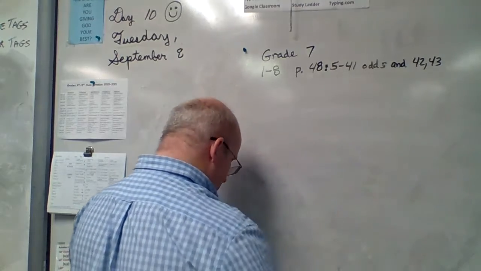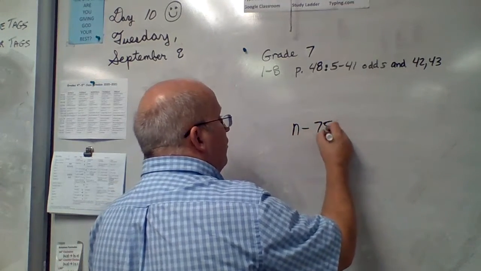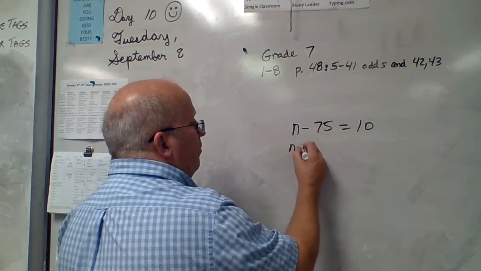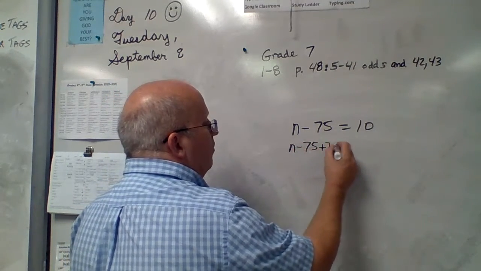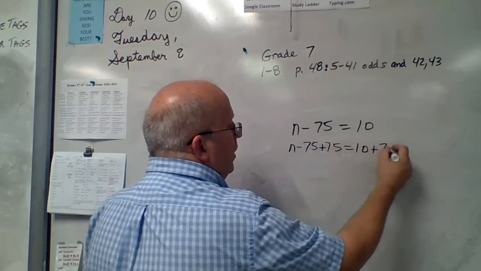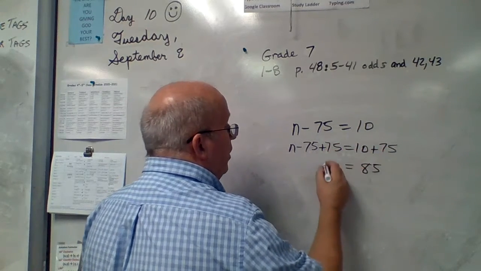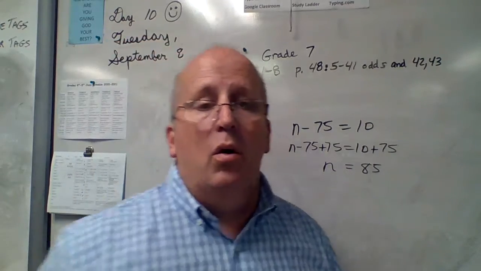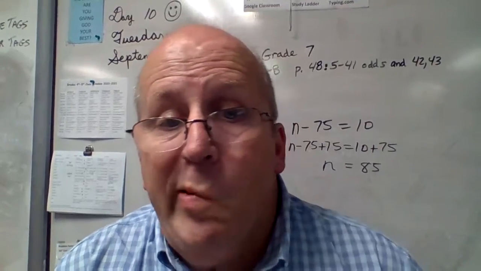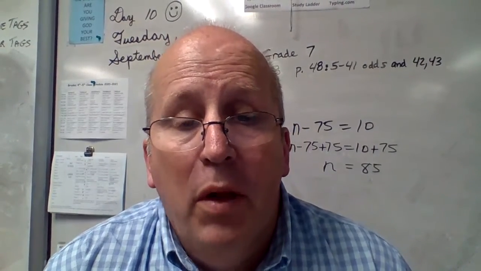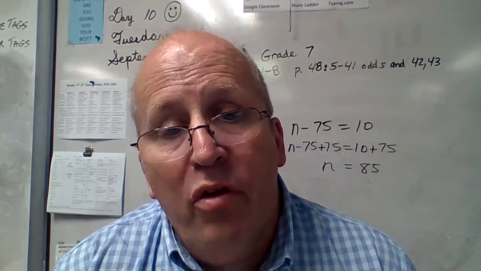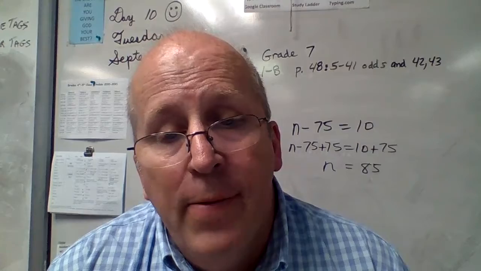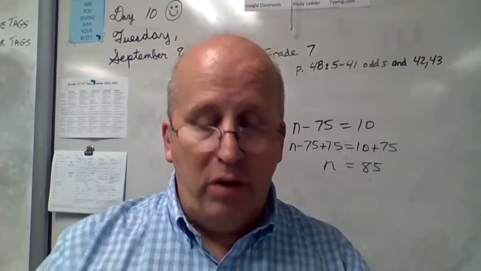How about this one? n minus 75 equals 10. What's the opposite of subtracting 75? Well, adding 75, isn't it? So I add 75 to both sides, and I get an n value of 85. Hopefully this helps you remember how to do this. Be careful. You're going to have to remember those adding and subtracting rules of positive and negative integers. Okay? Anyway, if you have any questions, ask me.